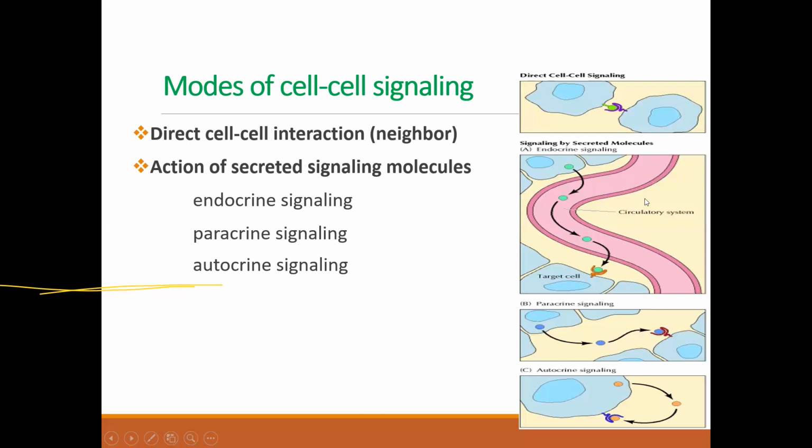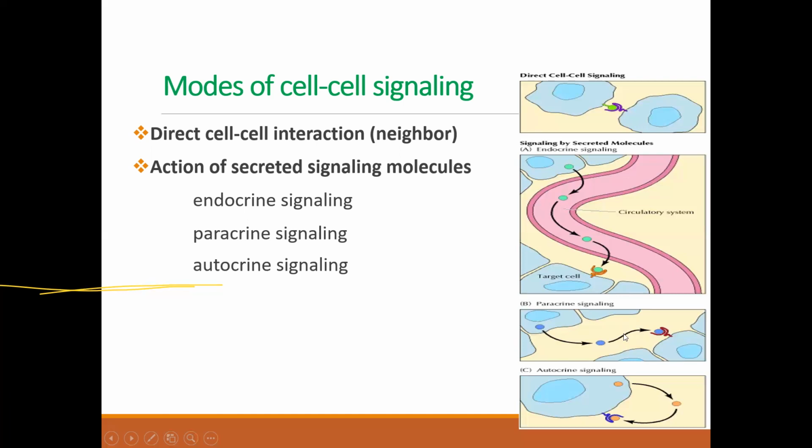The difference is in the detail of sending the signaling molecule. For endocrine signaling, like in this picture, the important detail is that the signaling molecule has to be transported by the circulation. After being released from the synthesizing cell, the signaling molecule will go to the target cell by using the circulatory system and arrive at the target cell. This is endocrine signaling.